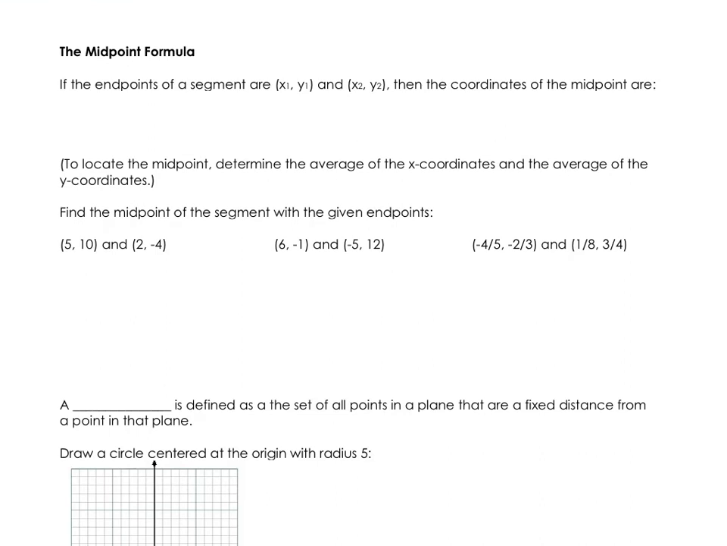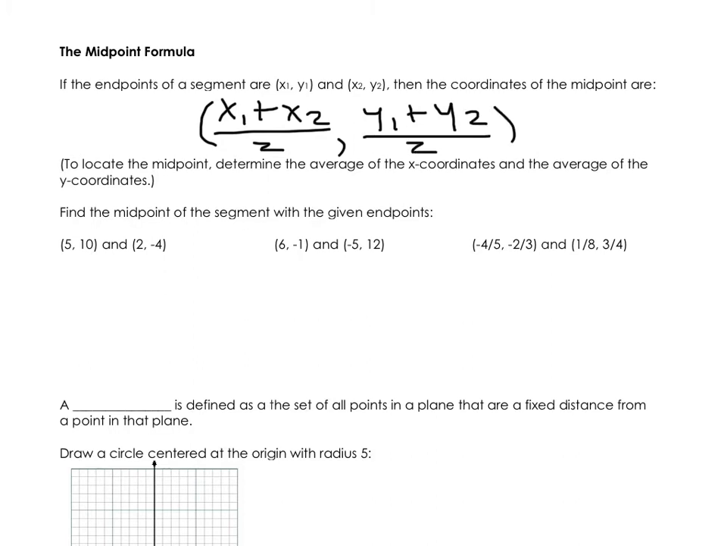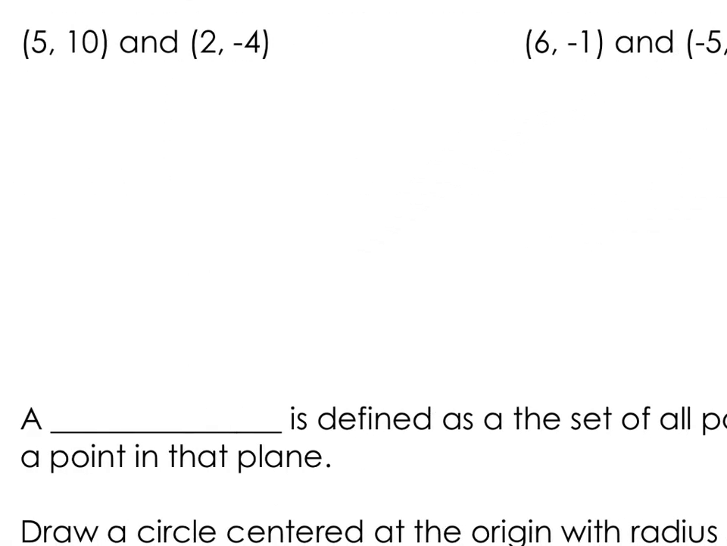So the midpoint formula: if the endpoints of the segment are (x1, y1) and (x2, y2), then the coordinates of the midpoint are, you just want to take those x values, add them together, and divide by 2. Take the y values, add them together, and divide by 2. And that gives us our midpoint. So we just average the x coordinates and we average the y coordinates, and that gives us our midpoint. Some examples.